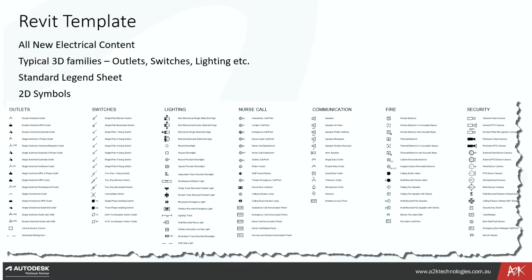So we have now actively developed out the electrical and the hydraulic side of things. From the electrical standpoint, we've got a whole new range of electrical content that we can offer now. We've got typical 3D families, a typical kit of parts that you need to start typical design projects: outlets, switches and lighting, etc. We've got things like legend sheets, 2D symbols. So we've got a whole range of electrical content coming into play.